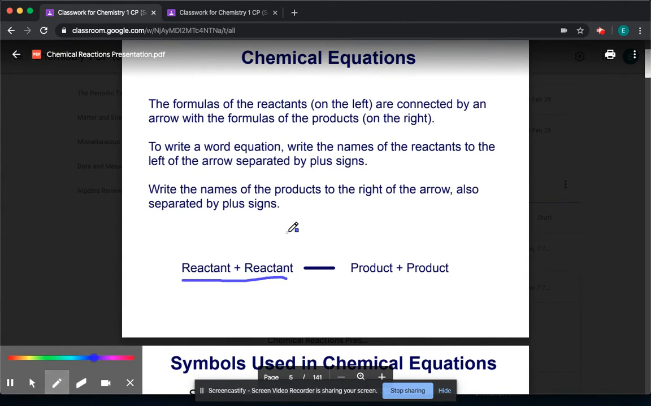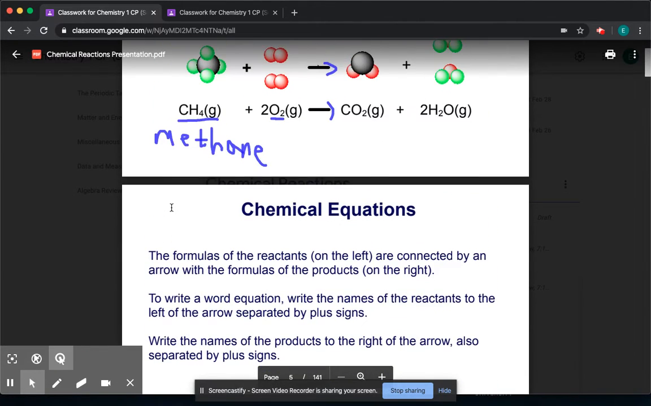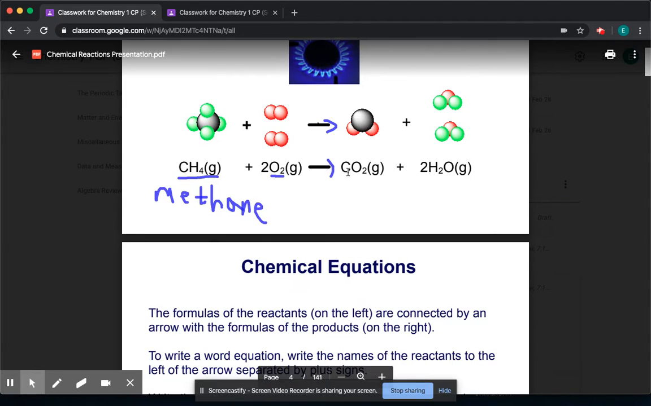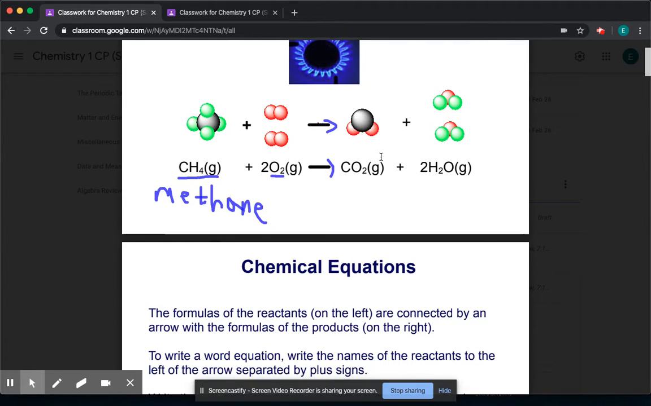And they're being reacted together with the plus sign. And then the arrow tells you that now we are separating it from the products. The right side is your products. Products are what you're making. So in this equation, CO2, carbon dioxide, is a product. H2O, water, is a product.